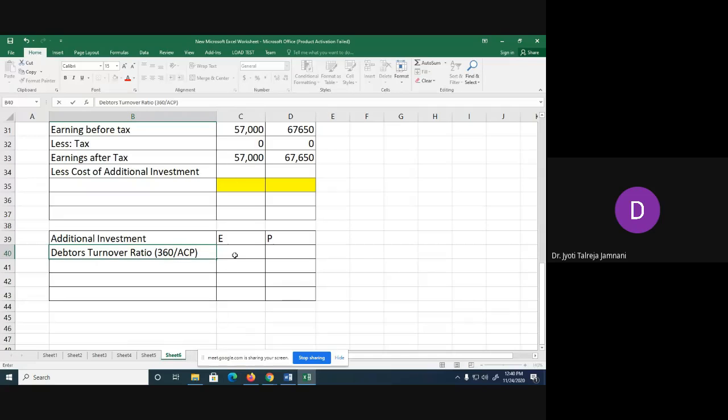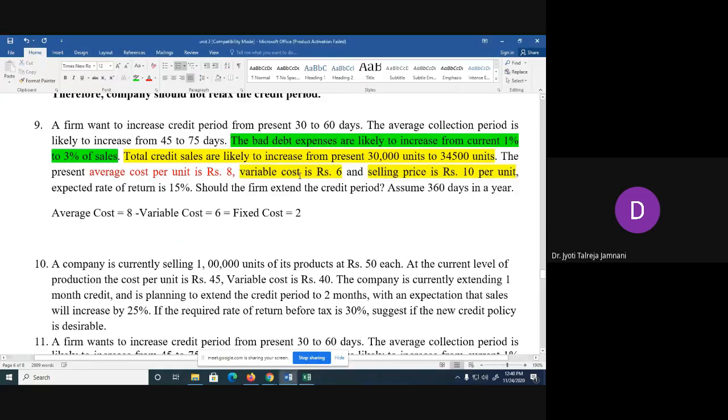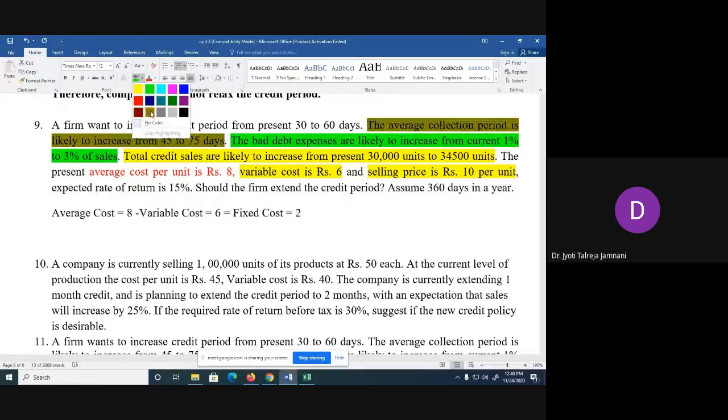So we'll see what is the average collection period for existing plan. See here, all of you, listen to me carefully. They have told you a firm wants to increase credit period from present 30 to 60 days. The average collection period is likely to increase from 45 to 75 days. We are interested in this average collection period and not in the credit period alone. Keep this in mind. When both are given, you take the average collection period, because we are using in the formula ACP, that is nothing but average collection period.